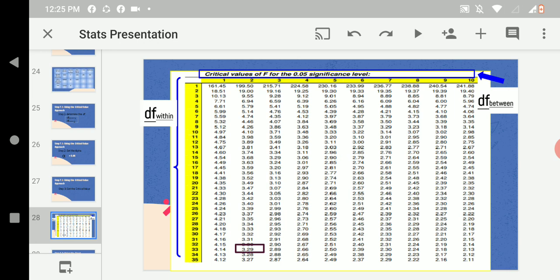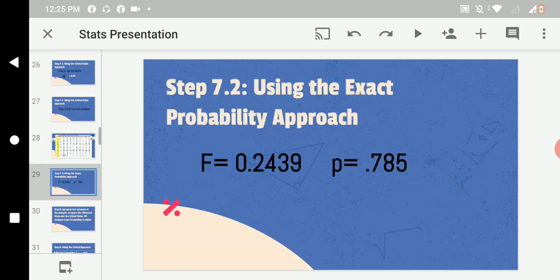So let's find out where 33 is. The 33 is the 30, the last number at the bottom, and then our DF between is 2. Okay, so we're going to look at column 2 and row 33. So the answer is 3.29. Now, let's remember that 3.29.